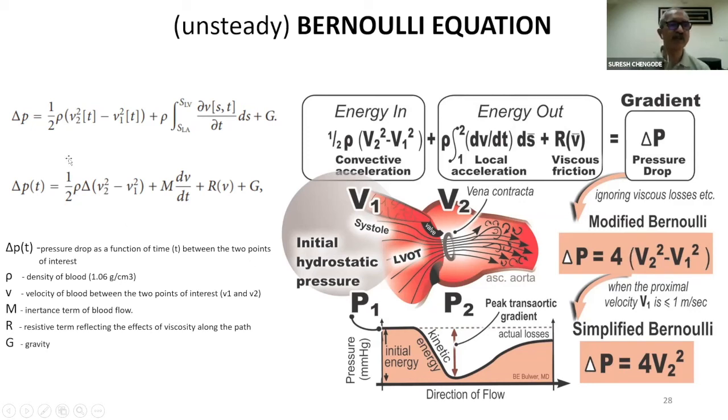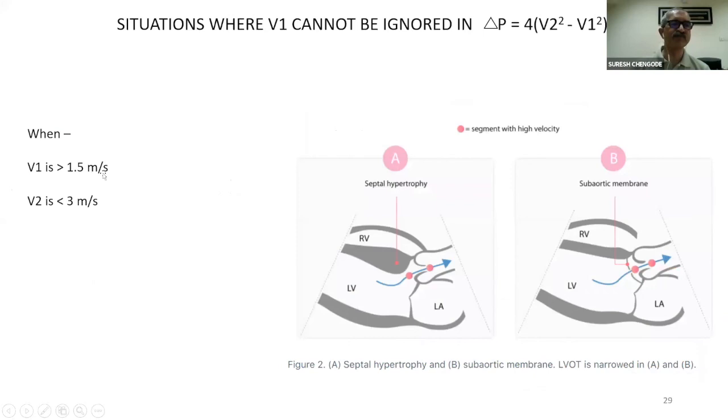If the proximal velocity is more than 1.5 meters per second, and if the distal velocity is less than 3 meters per second, as it can happen in case of LVOT flow acceleration with a septal hypertrophy, or when you have a subaortic membrane, or when you use inotropes to come off cardiopulmonary bypass, especially with a good ventricle, you have a higher proximal velocity because of flow acceleration. And so if the V1, in this case the LVOT velocity, is more than 1.5, you have to include it in calculating the delta pressure.